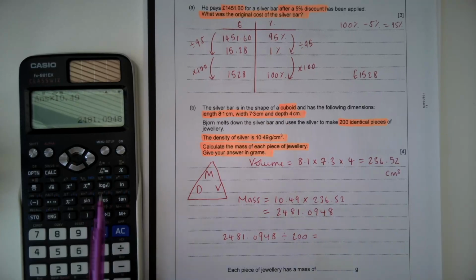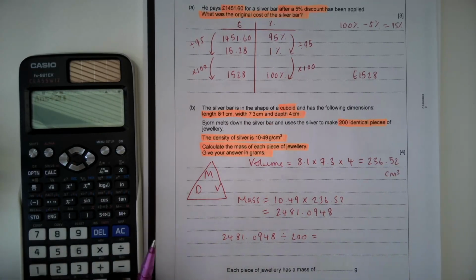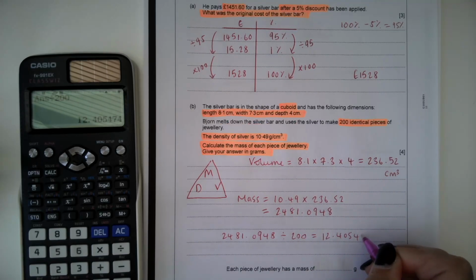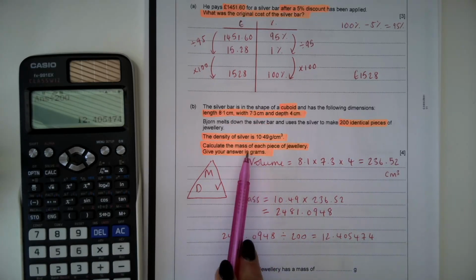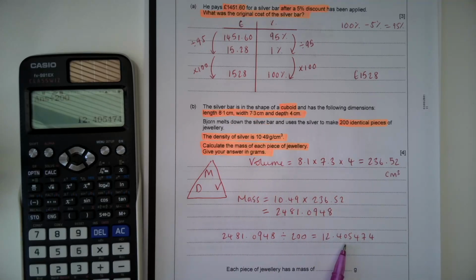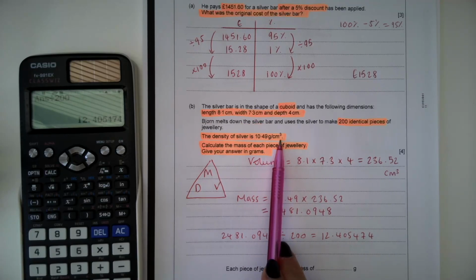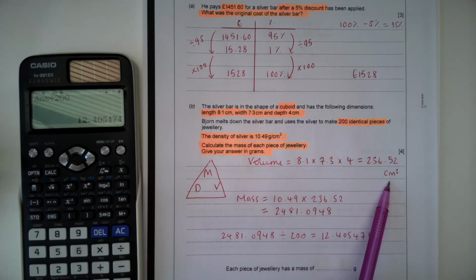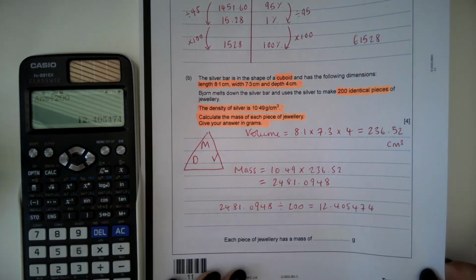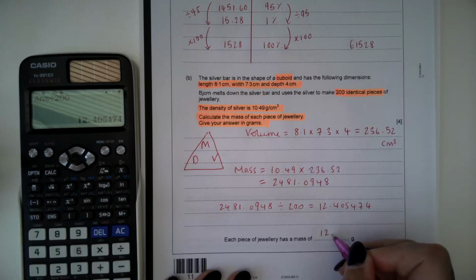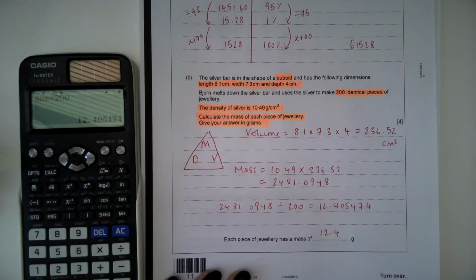It's still in my calculator, which makes life easy. So that gives me 12.405474. Now it asks for our answer in grams. We are already working in grams because our density tells us that we're grams per centimetres cubed. Centimetres cubed is the volume, grams is the mass. So each piece of jewellery has a mass of this. You can write it rounded however you feel appropriate on your answer line.